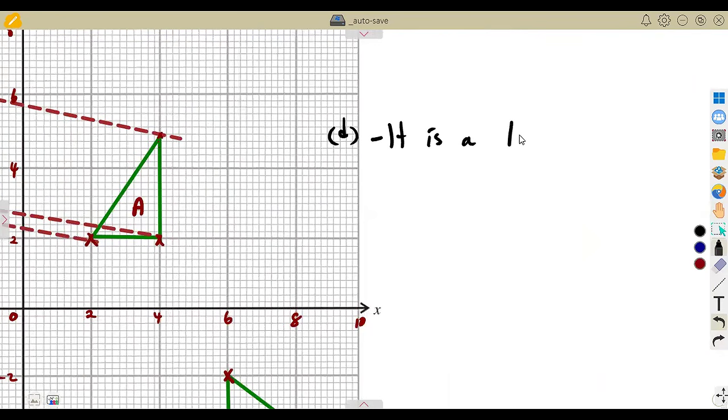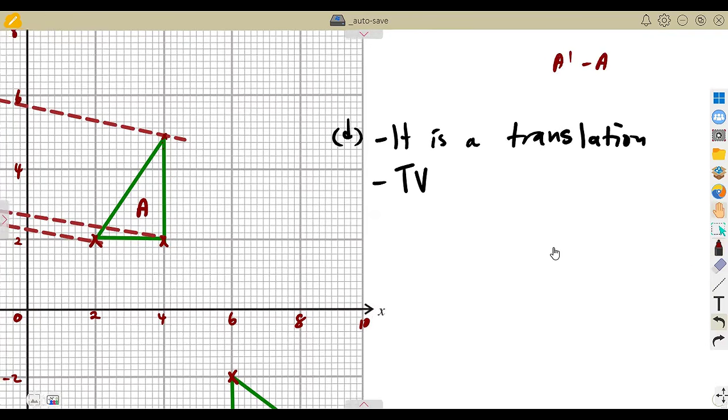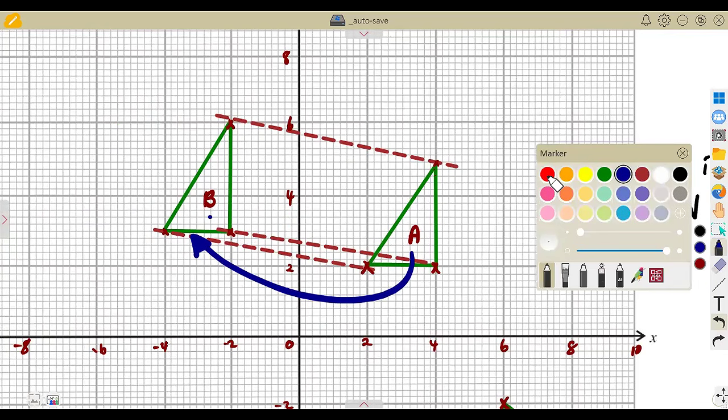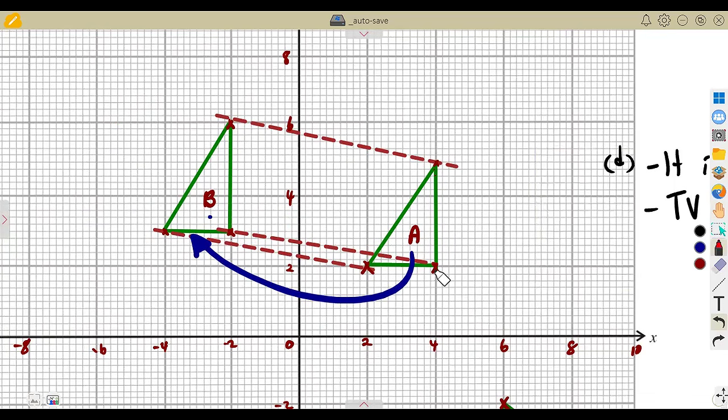It is a translation. So remember, on a translation, again, you need the translation vector, which is the movement, or you can take the image minus the object. Just take any of the corresponding points from the image. Remember, it's A onto B, so B is the image and A is the object. Again, I referred to the distance that you can just move. From this point, you can move horizontally straight.